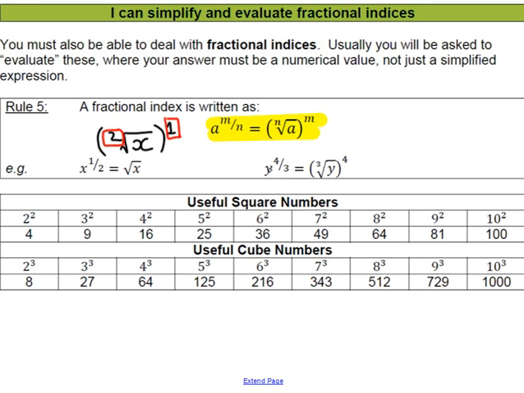Here I have the expression y to the power of 4/3. So that's the third root, what we call the cube root of y, all raised to the power of 4. So remember, the cube root of y simply means what multiplied by itself and multiplied by itself again gives you y. That's what a cube root is.